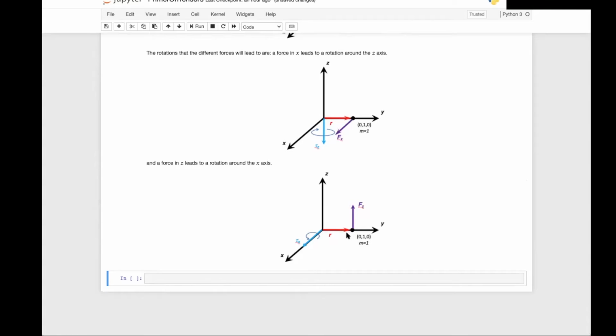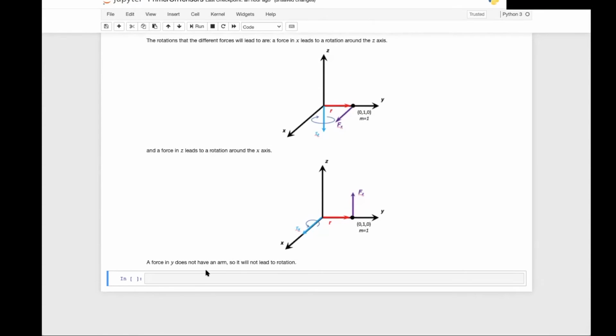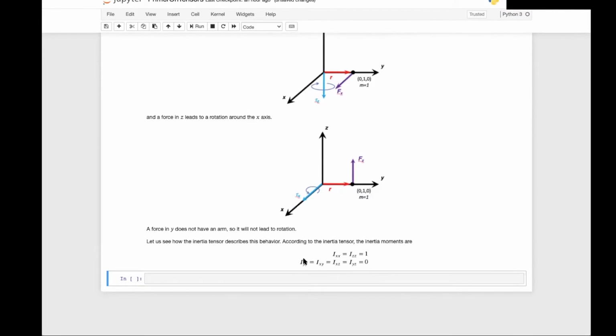To see this, just use the right-hand rule to find where is the torque. Remember, the torque is the cross product between the arm, and the force. And a force in y does not have an arm, so it will not lead to rotation. So let's see how the inertial tensor describes this behavior.